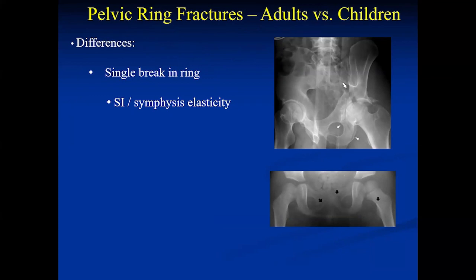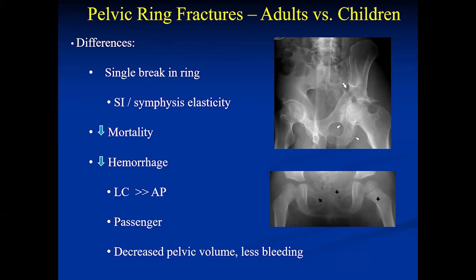You get more SI and symphysis elasticity. So whereas there would be a break in an adult patient, in a pediatric patient, we get stretching without that actual break, and there's decreased mortality. There's also decreased hemorrhage as well. So that's where that decreased mortality comes from, whereas an adult patient may have a significant amount of hemorrhage and may die from that pelvic injury. In kids, you just don't see that same amount of vascular insult.